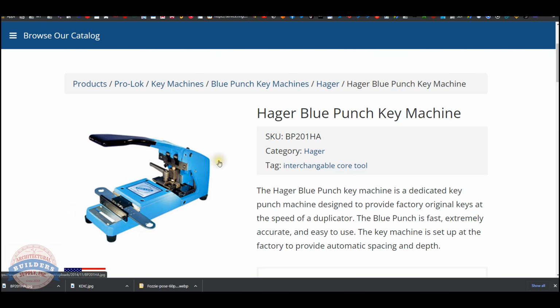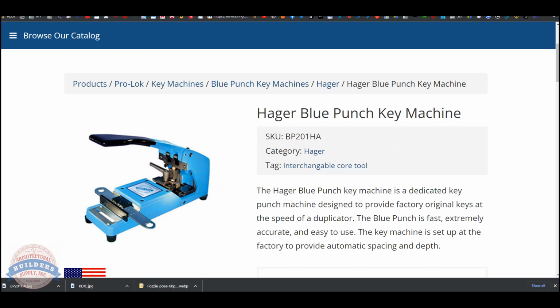So this is what the client purchased, a Hager Blue Punch key machine, and this is the key gauge area here. All the units that I own have a key gauge. I have 2 or 3 of these different models. They all have a key gauge here, which means you can slide the key into the gauge and it will tell you what the cut is.